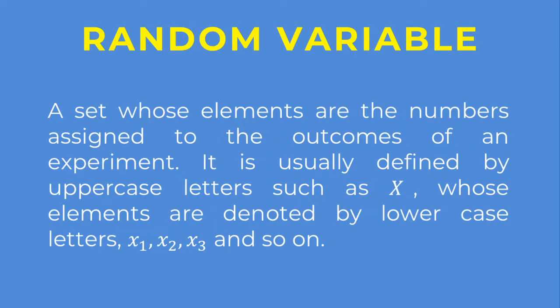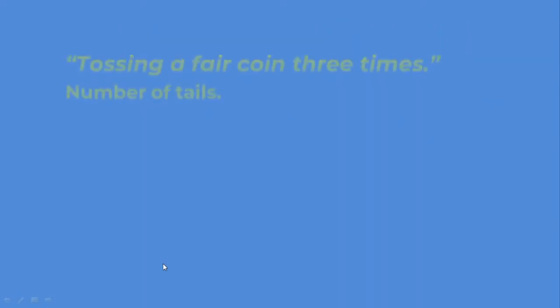Now, random variable is a set whose elements are the numbers assigned to the outcomes of an experiment. So, kung kanina, ang ginamit natin is X. So, it is usually defined by uppercase letters such as X, whose elements are denoted by lowercase letters x sub 1, x sub 2, x sub 3, and so on. So kung ang ginamit natin na variable ay uppercase Y, syempre ang elements niya will be denoted by lowercase letters y sub 1, y sub 2, y sub 3, and so on.